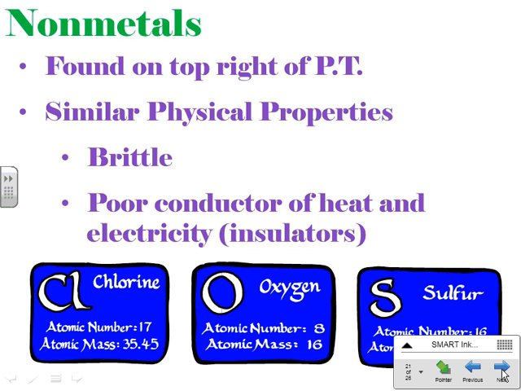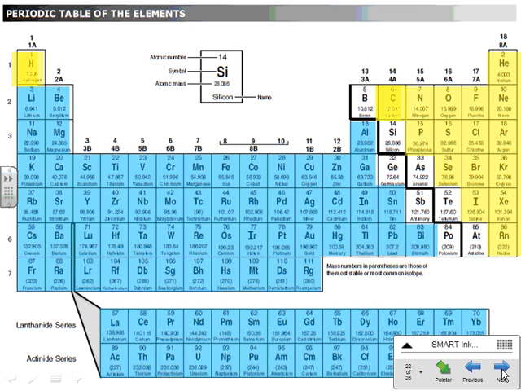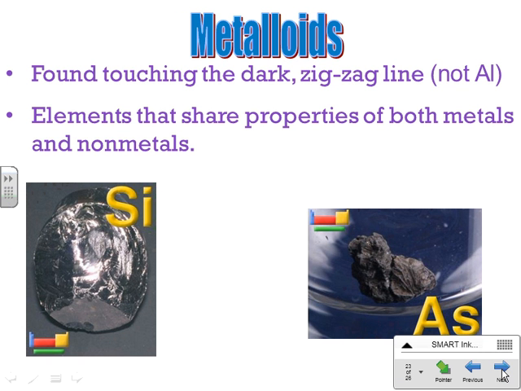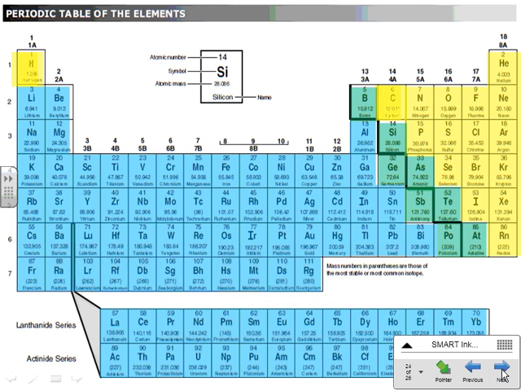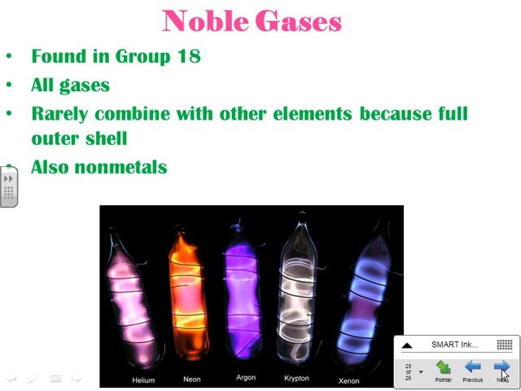Then we have the nonmetals, found on the top right of the periodic table. They have similar physical properties as well. They're brittle and they're poor conductors of heat and electricity, so they're good insulators. They are shaded in yellow on our periodic table. Then we have our metalloids. They are found touching the dark zigzag line. Elements that share properties of both metals and nonmetals make up the metalloids. Our metalloids are shaded in green along the zigzag line of the periodic table.